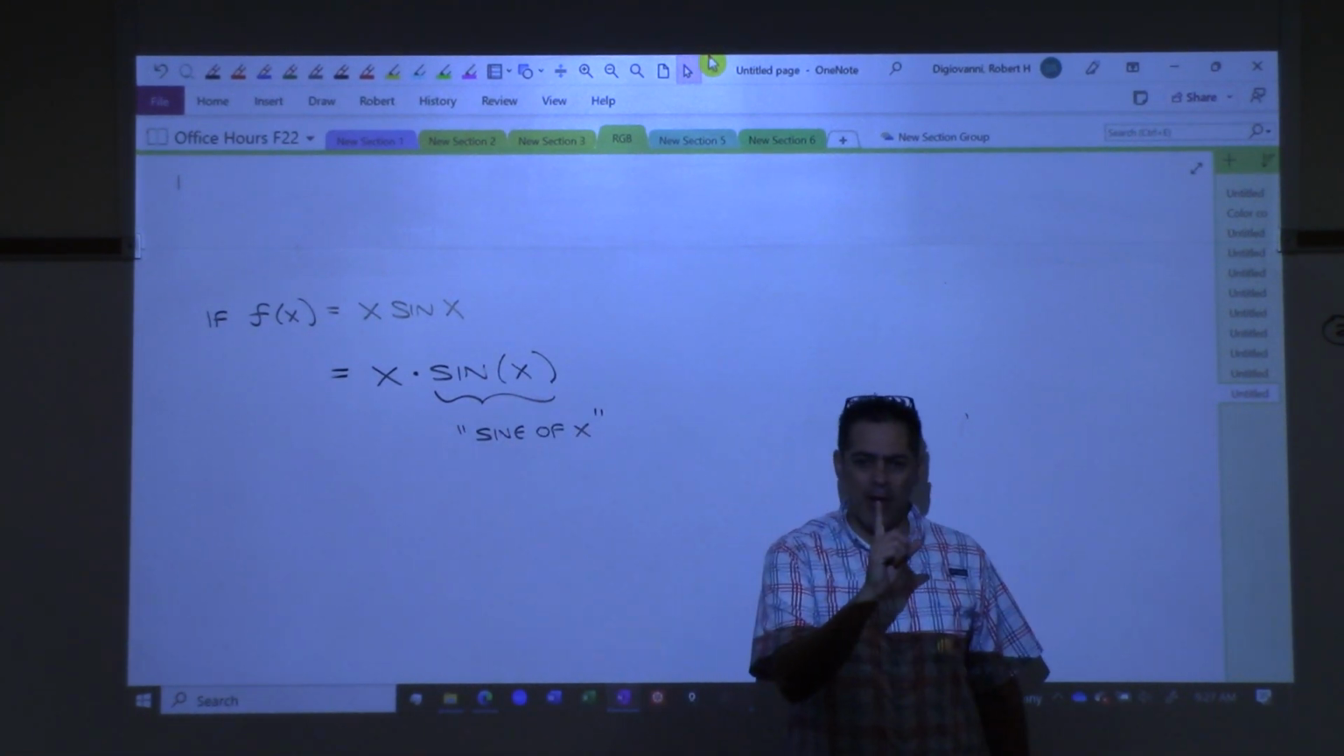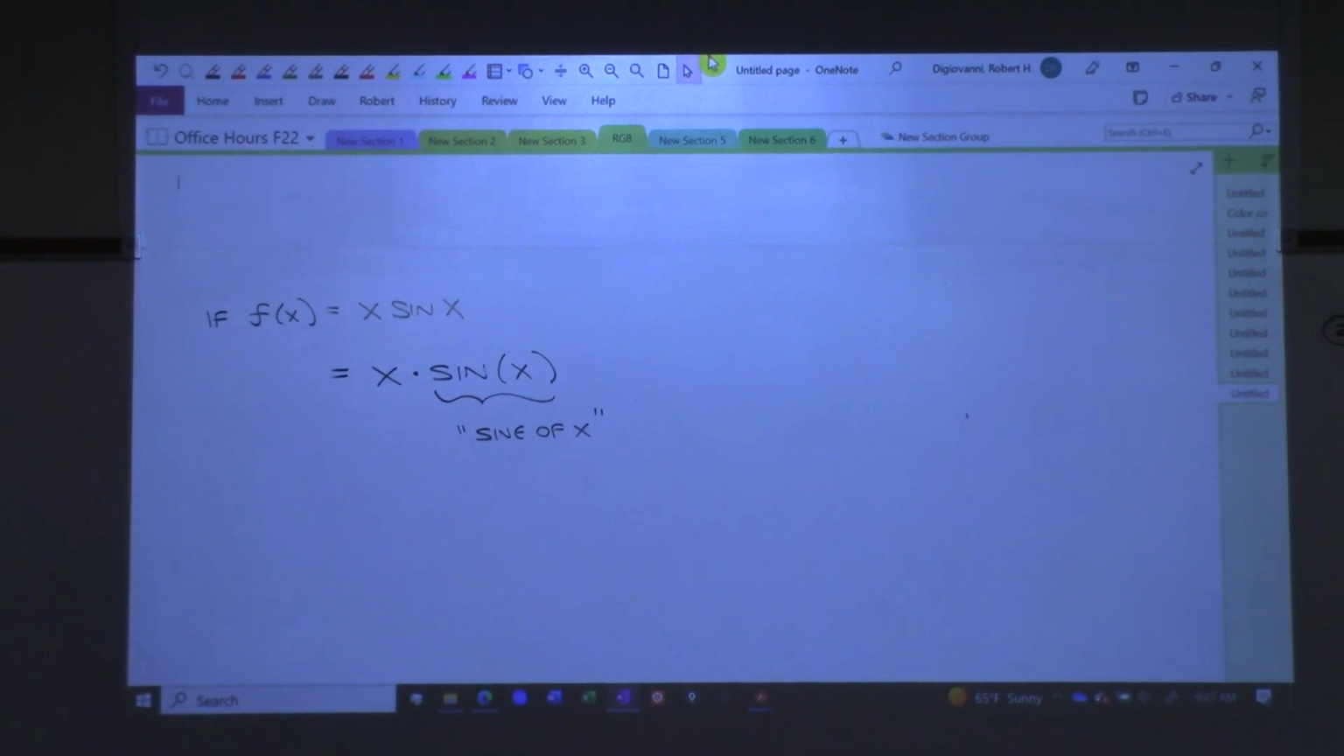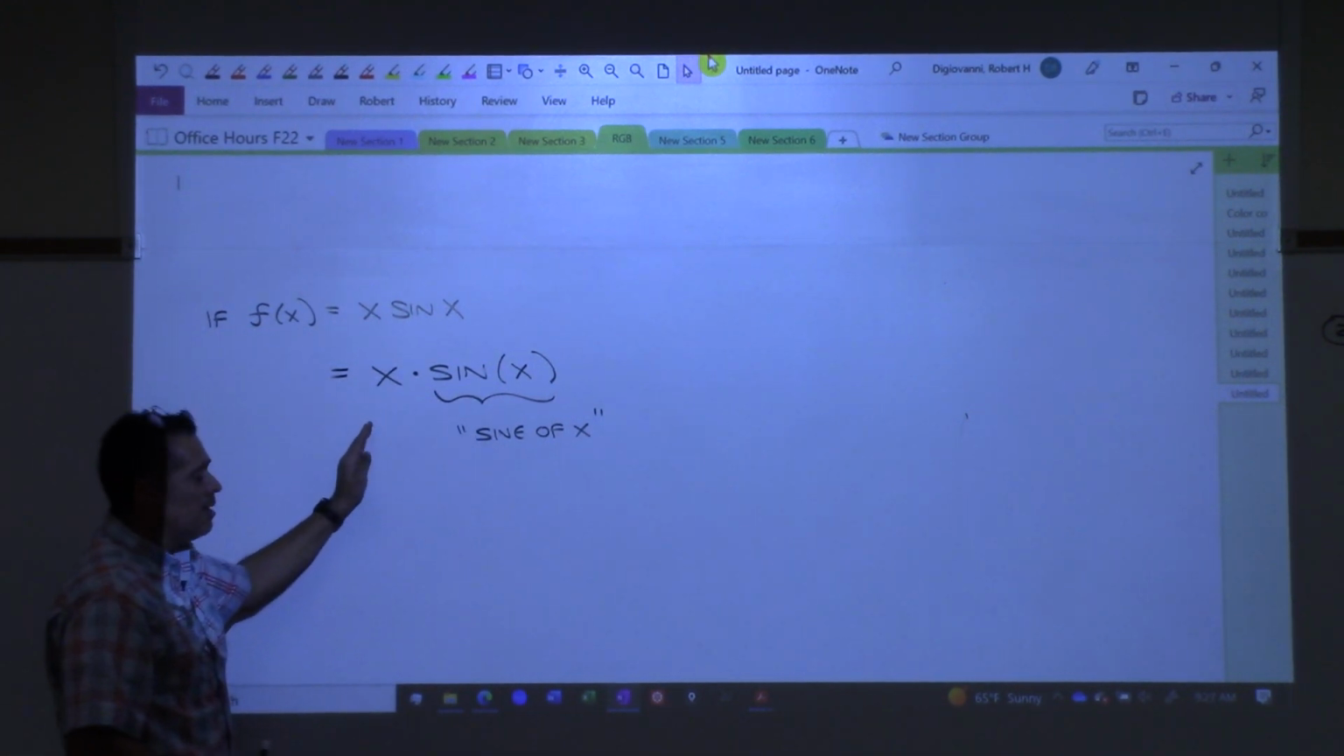So we only have one multiplication in this problem, right? You see it right there? There's only one thing, one multiplication symbol. There's two functions that are being multiplied. That is critical. It seems subtle and maybe duh to you, but it's very important that you understand that there's only two things being multiplied together here.